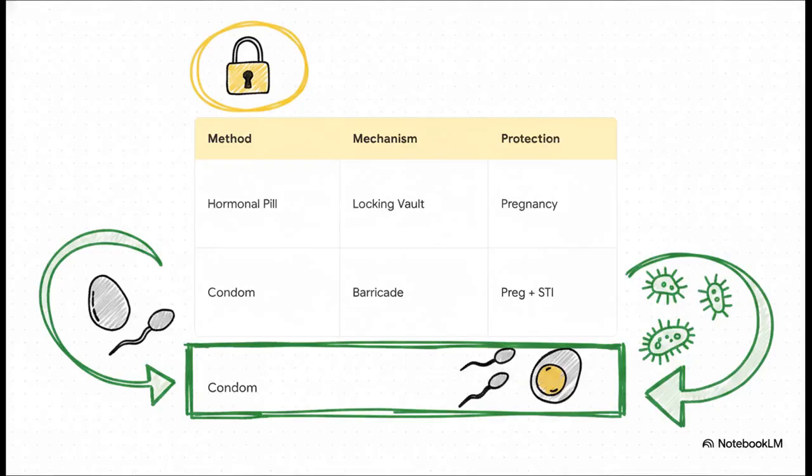Which brings us right back to our opening question. Look at the protection types here. Because condoms act as a hard, physical barricade against fluid transfer, they are the single, unique method that provides dual protection against both pregnancy and STIs. Hormones? They only stop the egg. Physical barriers? They block the fluid exchange entirely.